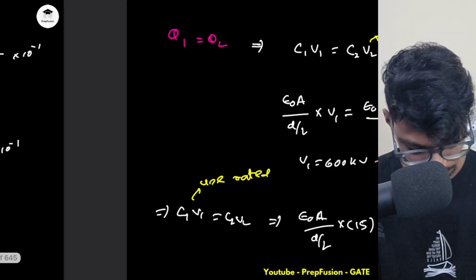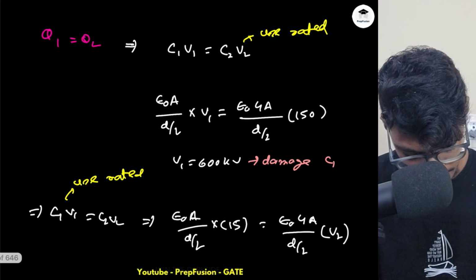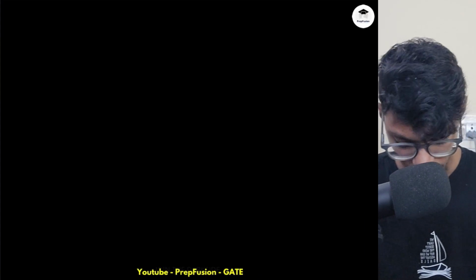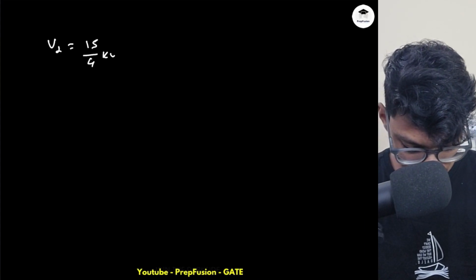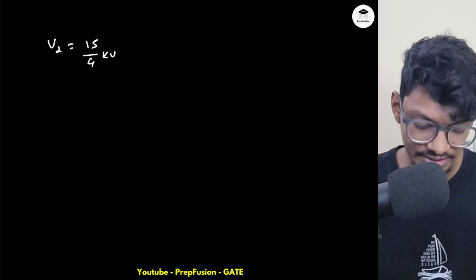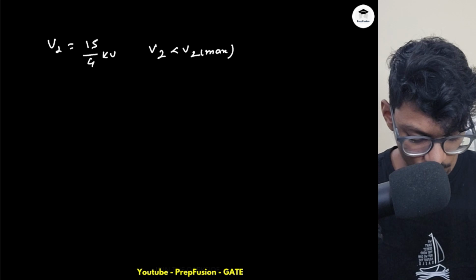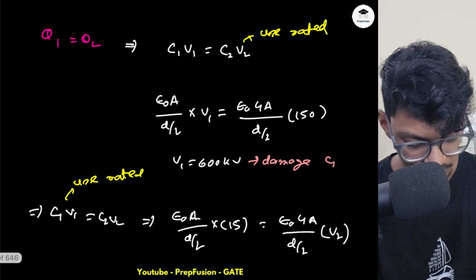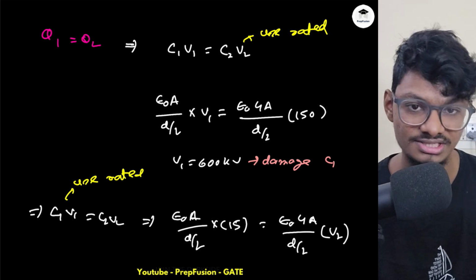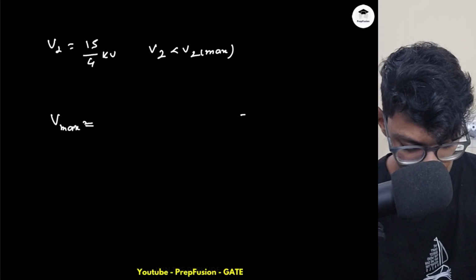I need to find it out. So what will this be equal to? This will be simply 15 by 4. Okay, so this V2 will be 15 by 4 kilovolts, which is well within my range, because V2 is less than V2 max, so it will not break down, and it is a safety net. But I cannot apply more potential, because some potential will be applied in V1 as well, and that will increase the maximum potential. So V max of the combination will be what, as they are in series.